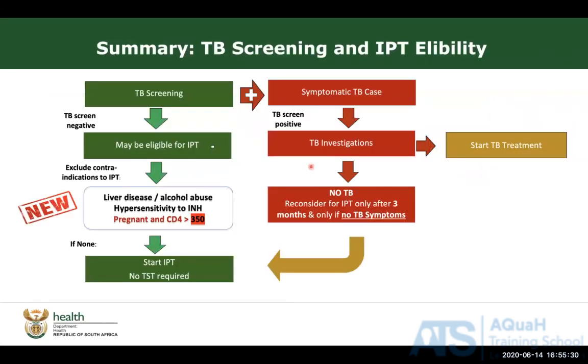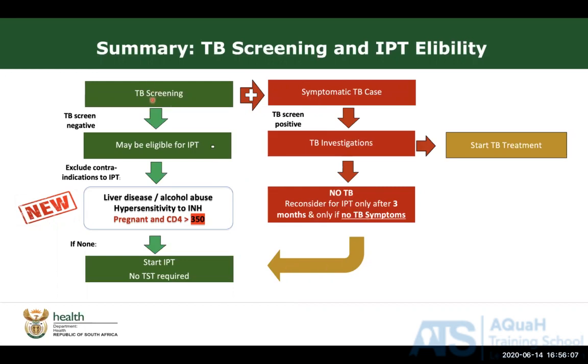Right. So in summary, TB screening is key. It offers entry into either TB treatment or isoniazid prophylaxis therapy. So we always start by providing TB screening. Those who have symptoms are then investigated and started on treatment or managed as needed. Where TB is excluded, they can be considered for TB preventative therapy after monitoring for 3 months without symptoms, right?